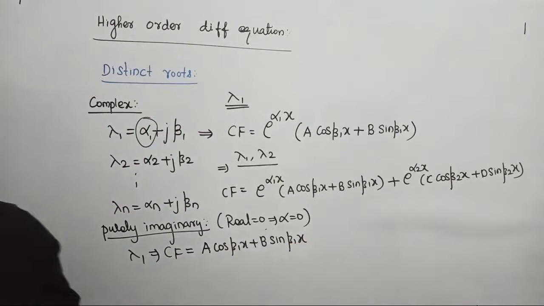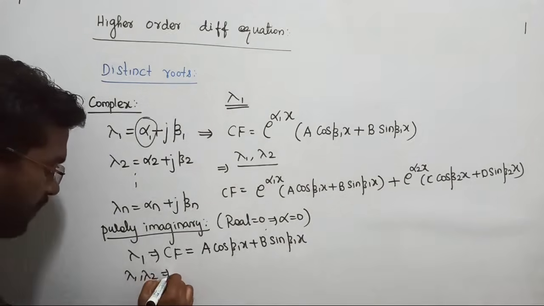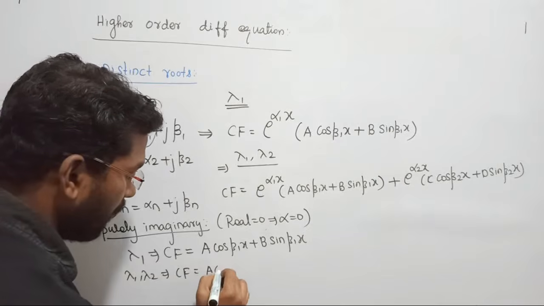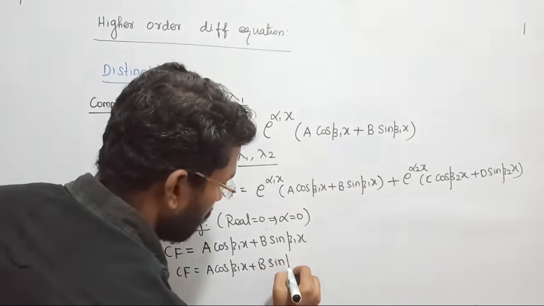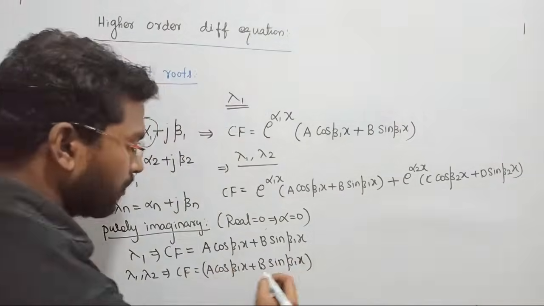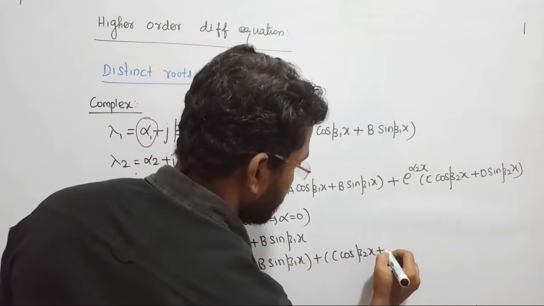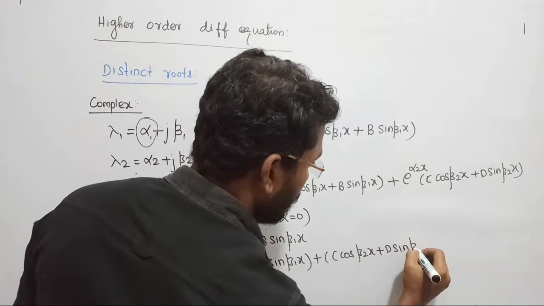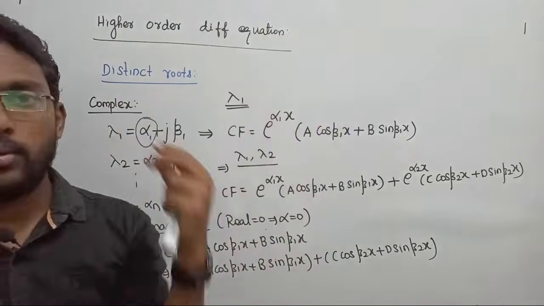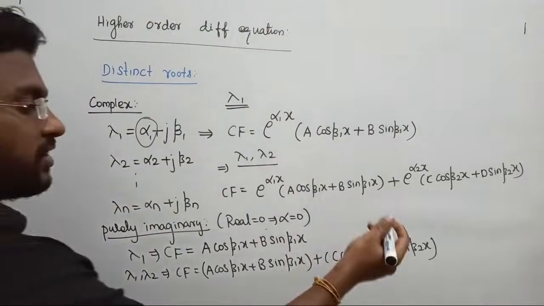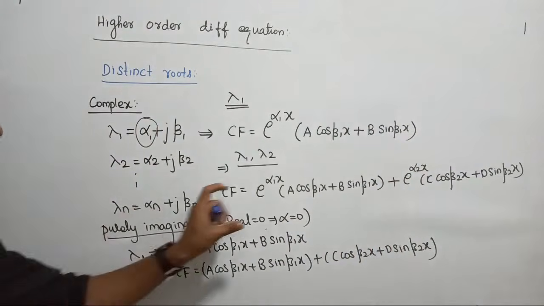Suppose I have two roots. The complementary function will become A cos beta 1 x plus B sin beta 1 x, similarly plus C cos beta 2 x plus D sin beta 2 x. If I consider n number of roots, then further proceed using some other constants and keep deriving. It's over. Clear? This is when we face purely imaginary roots.